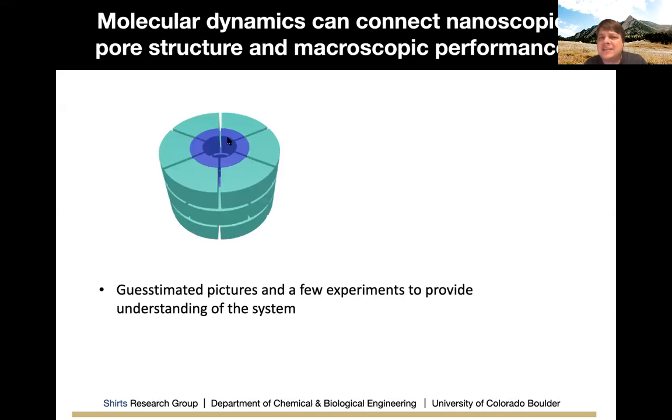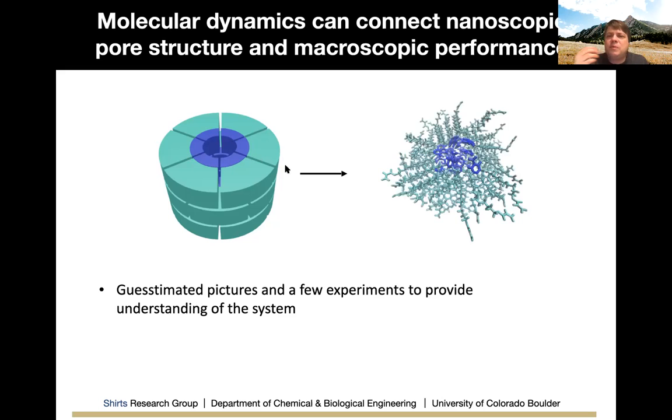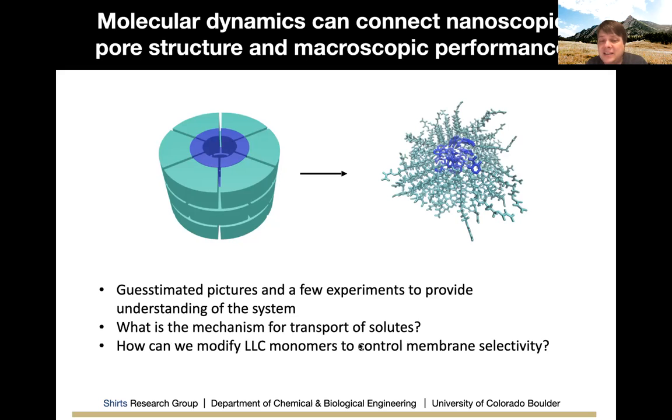The picture that you get is, well, if these are hexagonal phases, you've got 5, 6 maybe, who knows, monomers arranged around these pores. You know the pore distance, the distance between pores, from some X-ray scattering, but that's about it. But with modeling, we can get a much more complete picture of exactly what's going on with the molecules. We want to understand what the mechanism is for transmitting solutes, how we can modify lyotropic liquid crystal monomers to control membrane selectivity, and how a model can be used to directly design future membranes.